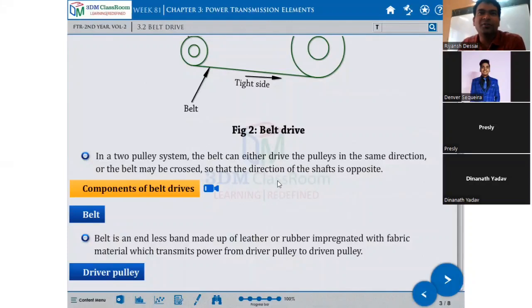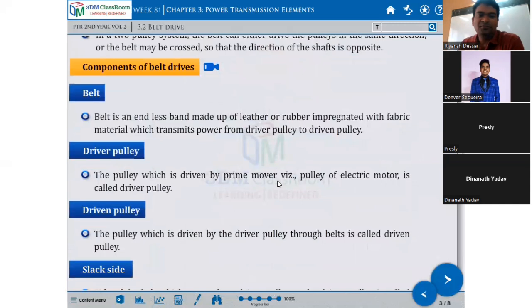These are the different elements of power transmission. Belt drive. Maybe they use a flat belt, so there will be a flat belt or flat pulley. If they use a V belt, there will be a V groove pulley and V belt, single or double groove, or multiple grooves. In the belt drive, first we see the drive and the different elements in the belt drive.